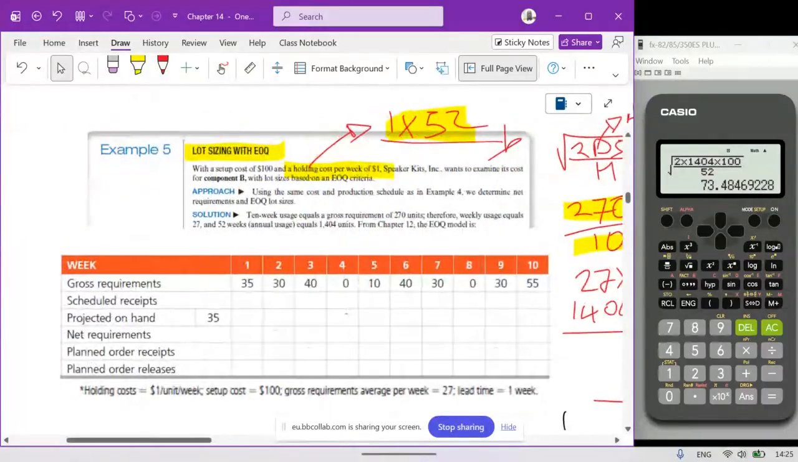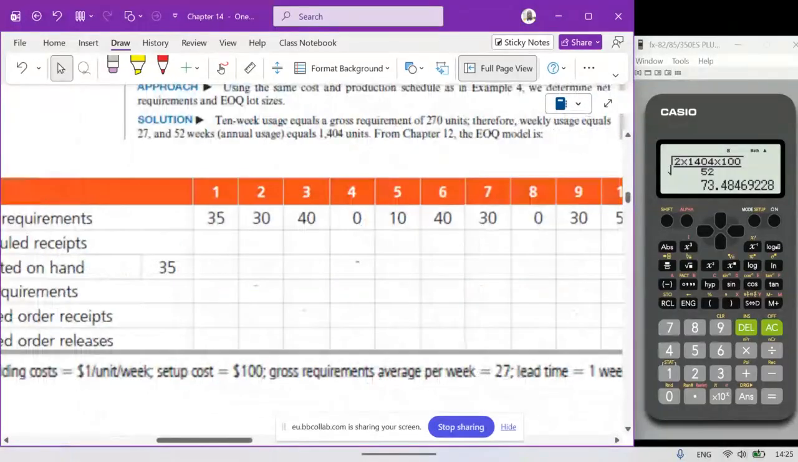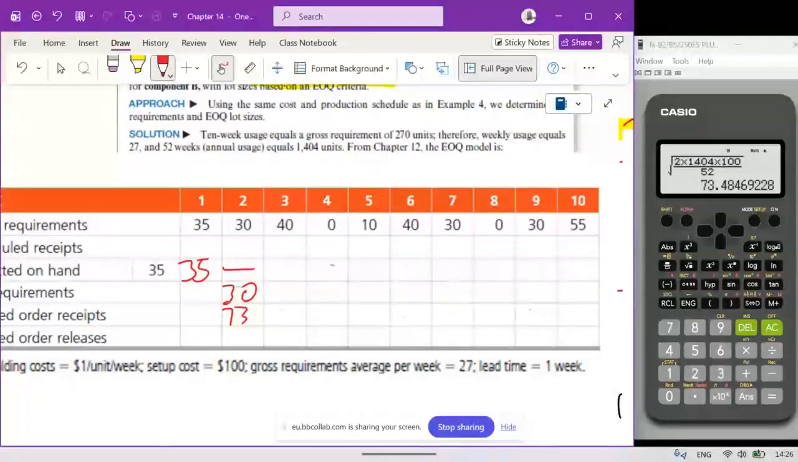Now we have the economic order quantity. You order a specific amount. So since we have the economic order quantity, the first one, 35, is utilized, it's gone. The second one is 30. Oops, we don't have any on hand again. So net requirement is 30. We can only order 73.